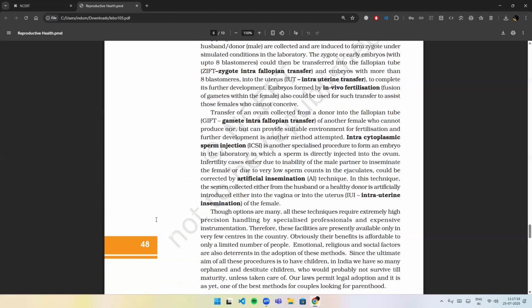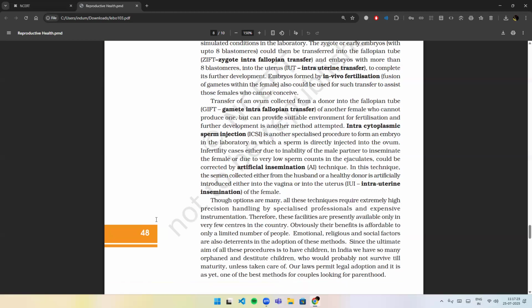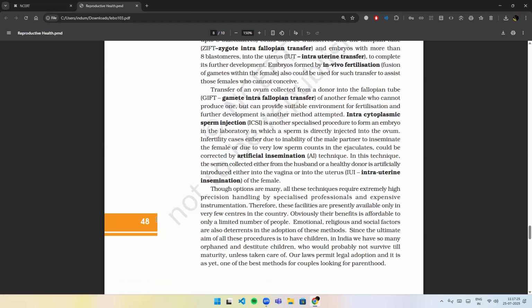Intracytoplasmic sperm injection is another specialized procedure to form an embryo in the laboratory in which a sperm is directly injected into the ovum. Infertility cases, either due to inability of the male partner to inseminate the female or due to very low sperm counts in the ejaculates, could be corrected by artificial insemination technique. In this technique, the semen collected either from the husband or a healthy donor is artificially introduced either into the vagina or into the uterus of the female.